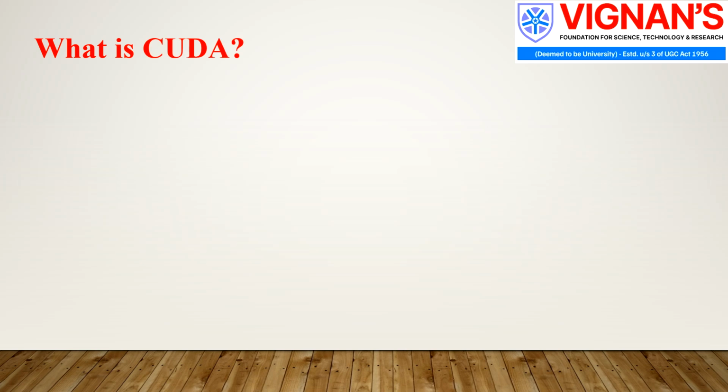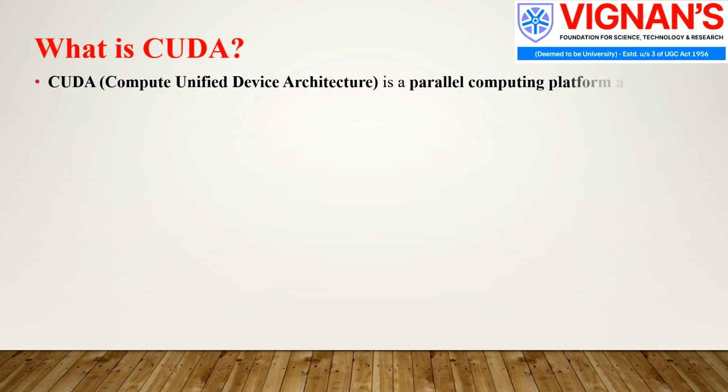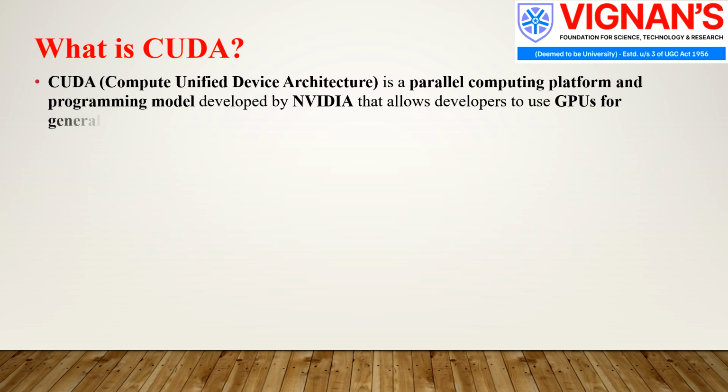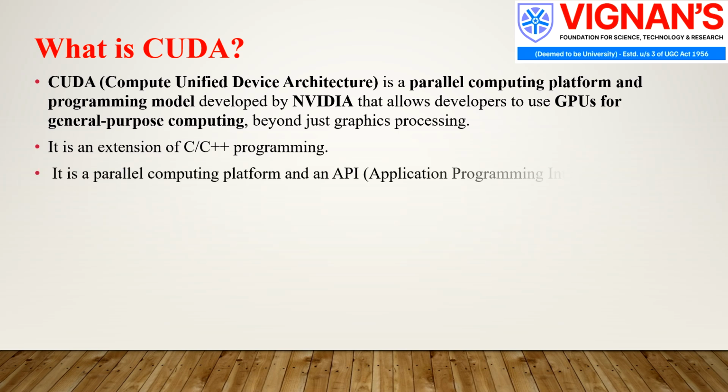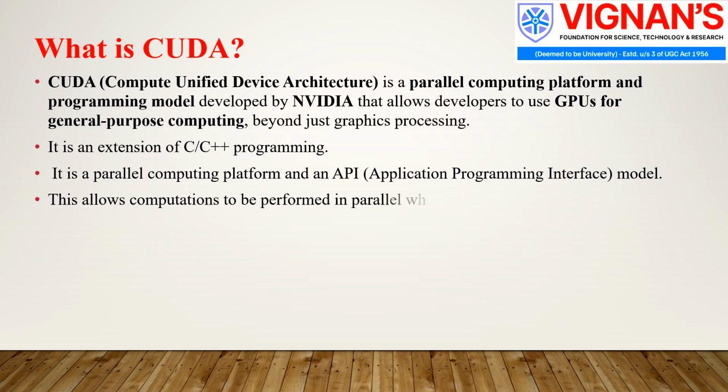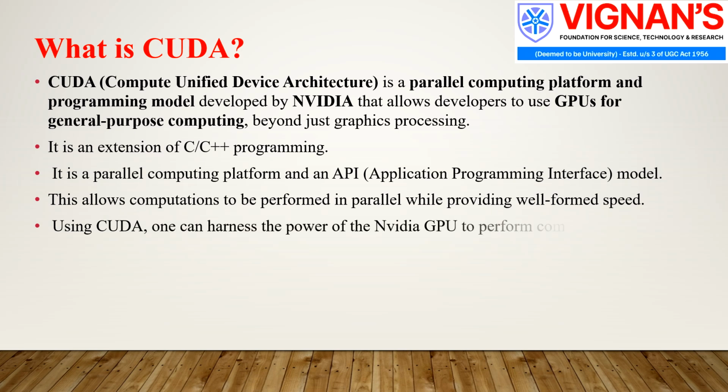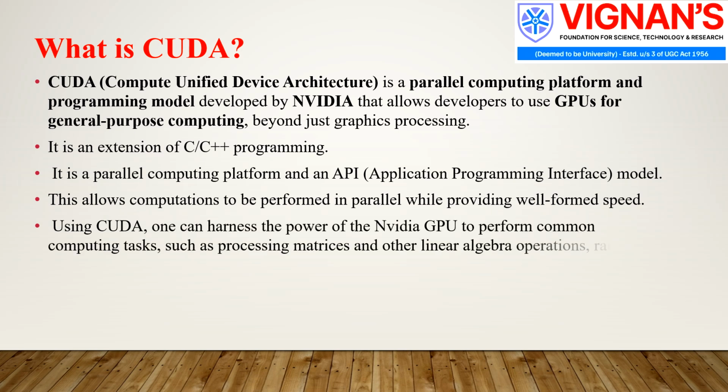What is CUDA? CUDA, which stands for Compute Unified Device Architecture, is a parallel computing platform created by NVIDIA. It allows developers to use the GPU for general-purpose computing instead of only graphics processing. CUDA is based on C and C++ programming languages and provides an API that supports parallel execution. By running thousands of tasks at the same time, CUDA significantly improves performance and speed. It is widely used for tasks such as matrix calculations, linear algebra, image processing, and scientific computing.